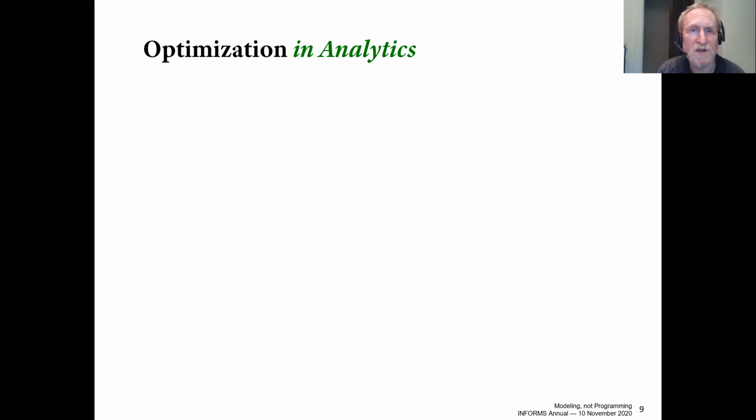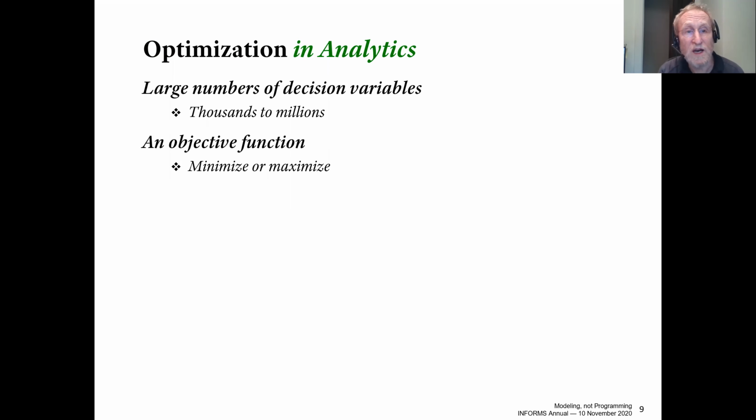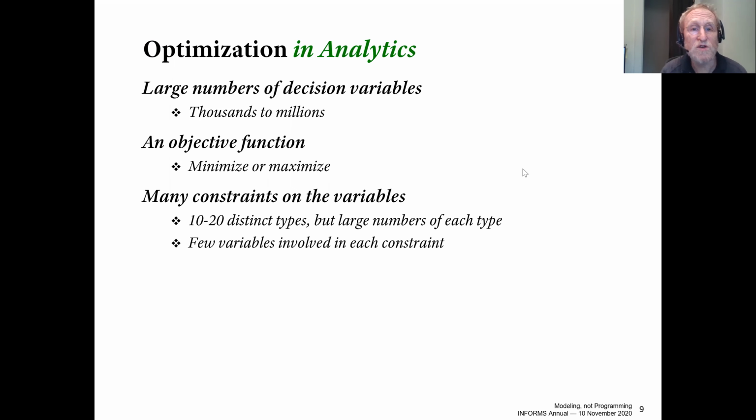So what is optimization in analytics? Typically there are large numbers of decisions that need to be made, thousands to over millions, like the number of items to be shipped of each kind in each time period to each place. There's an objective of minimizing or maximizing something like cost or profit. And there are many constraints on the variables that restrict the values that they can have in a reasonable solution. Typically, there might be only 10 or 20 distinct types of constraints, but there are a very large number of each type, each of them involving just a small subset of variables.